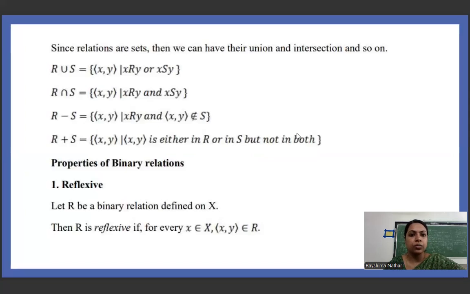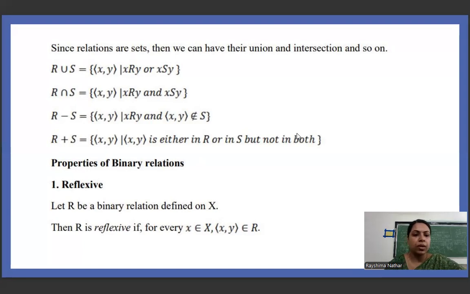Next, operations on two relations. Here, considering two relations R and S, R union S consists of elements (x, y) where x is related to y in either R or S. And R intersection S is (x, y) where x and y are related both in R and S. Next, R minus S: here, (x, y) are related in R but not in S. Also, R plus S is where x and y are related either in R or S but not both.